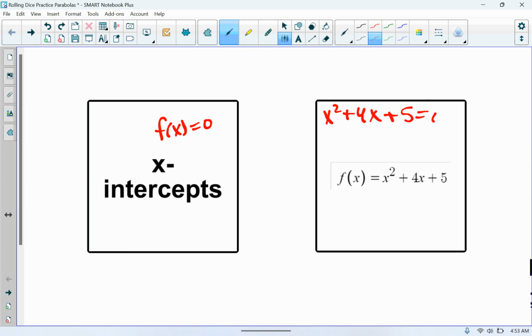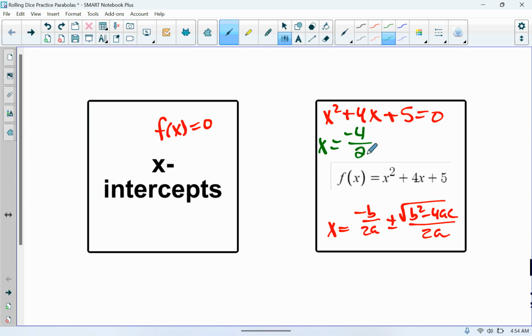And this equation is in vertex form. Just kidding. Sorry, it's in standard form. In the standard form, we're going to use the quadratic formula. And the quadratic formula is x equals negative b over 2a plus or minus square root of b squared minus 4ac all over 2a. My a value is 1, my b value is 4, and my c value is 5. So let's see what this looks like.